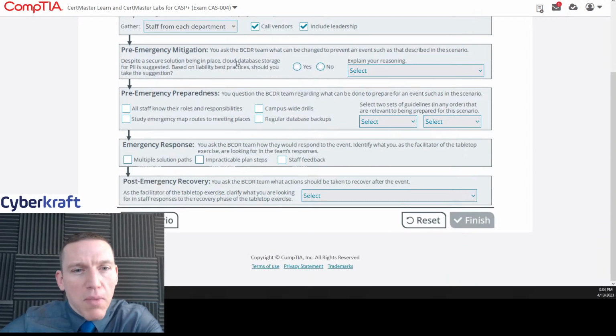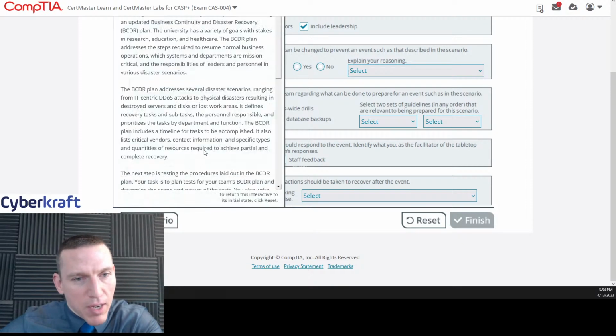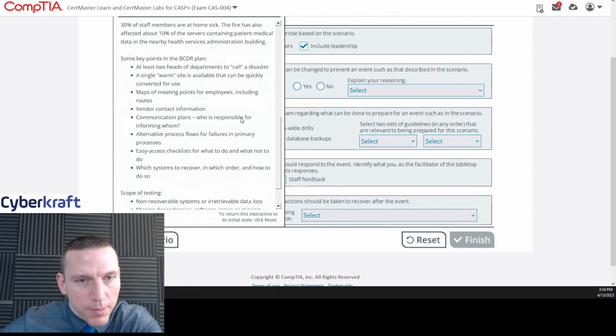Okay, pre-emergency mitigation. You ask the BCDR team what can be changed to prevent an event such as that described in the scenario. Despite a secure solution being in place, cloud database storage for PII is suggested. Based on liability best practices, should you take the suggestion? Okay. Does it say anything about cloud storage here?